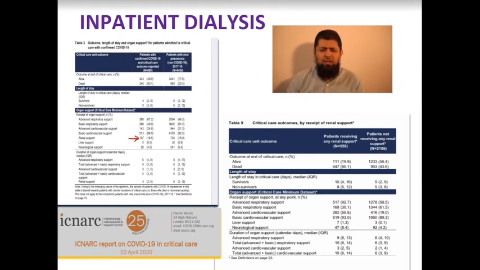We can see from the second figure that the mortality among patients receiving renal replacement therapy in the ICU who are COVID-19 positive is almost 18%. This is in comparison with 43.6% in patients who are not receiving renal replacement therapy.